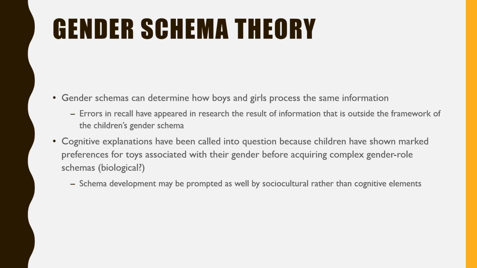Gender schemas can also determine how boys and girls process the same information. Errors in memory, errors in recall, have appeared in research as the result of information that is outside the framework of the children's gender schema. Allport and Postman used a racial example for theirs, but the same could work for gender schema as well. Cognitive explanations have also been called into question because children have shown marked preferences for toys associated with their gender before acquiring complex gender role schemas. So it may point to some biological explanations. And then schema development might also be prompted by sociocultural rather than cognitive elements, as we saw with peer pressure, which is a sociocultural element.